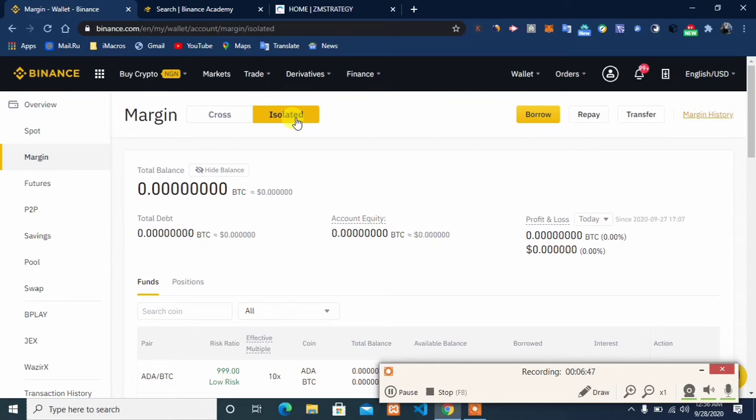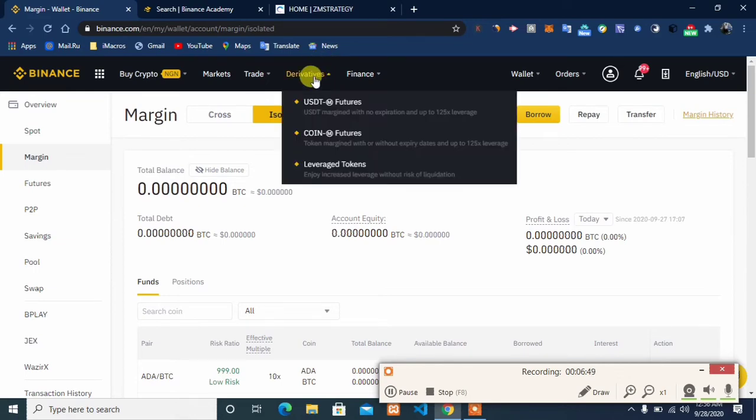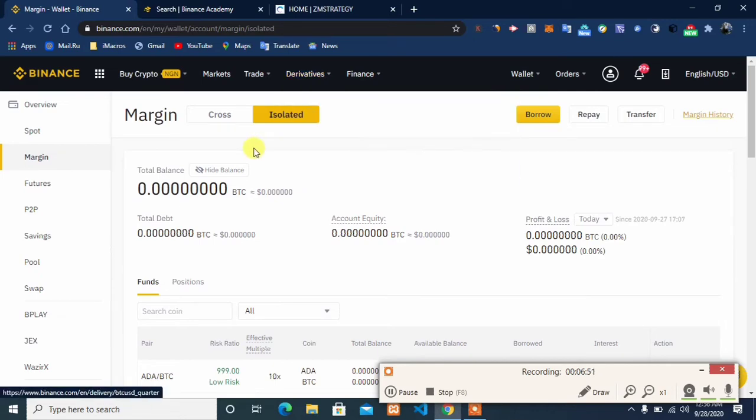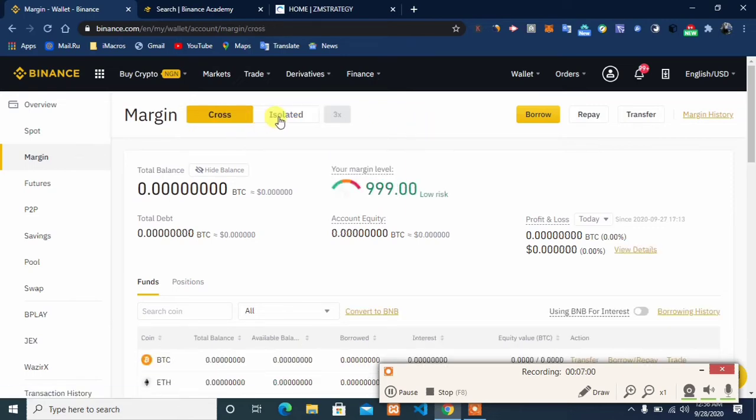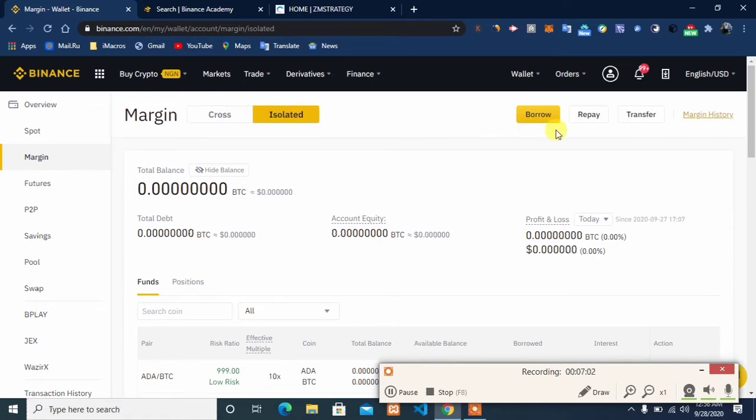So we also have futures trading, but I will explain that in the next video. Let me just give you guys a clue on the margin trading side. This is cross and this is isolated, which I've explained, and I've also explained borrowing funds. Like I said, it's not advisable to borrow funds here. You only borrow funds if you are about to execute a trade. That is where it's advisable to borrow funds.